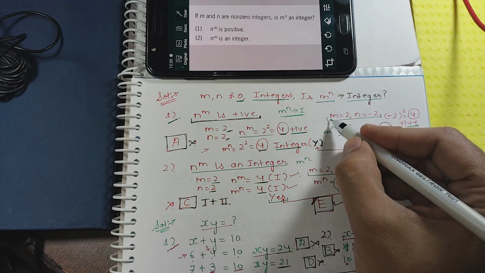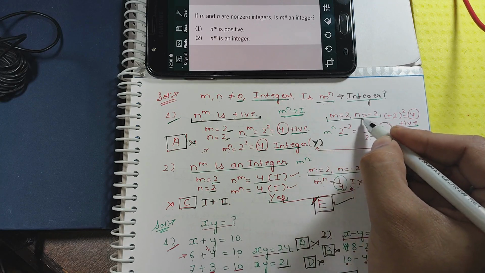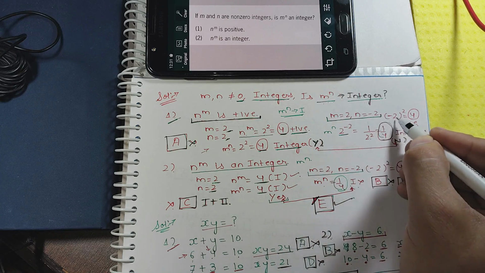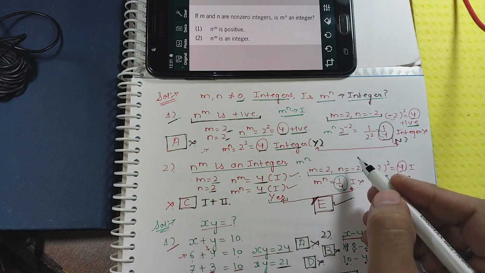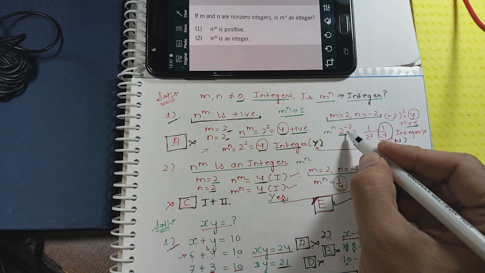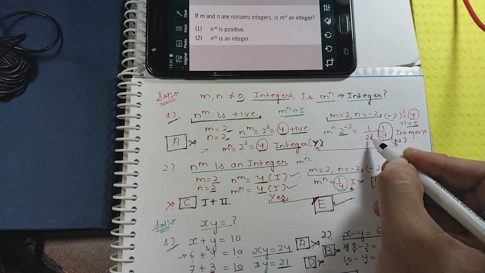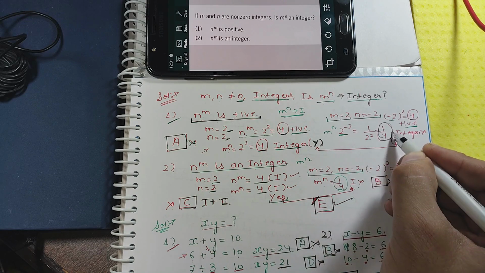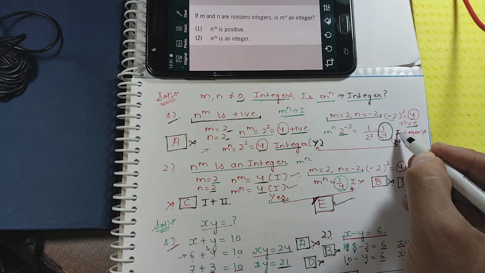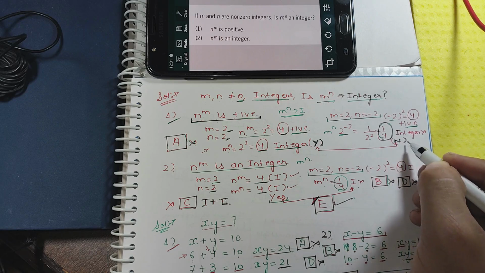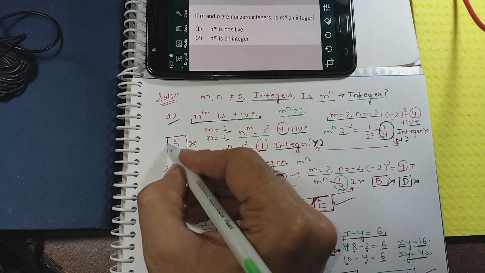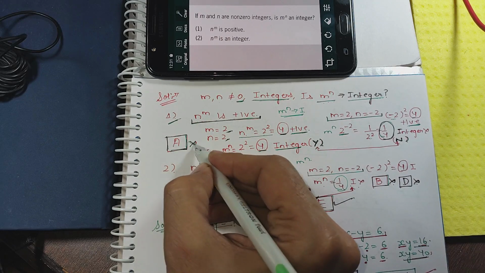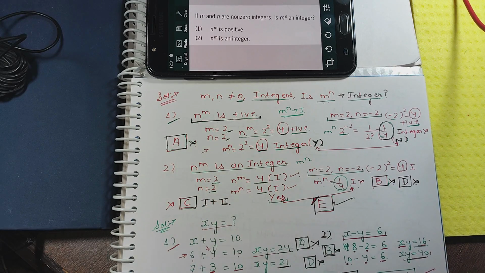But if I assume m to be 2 and n equal to minus 2, so minus 2 raised to power 2 is equal to 4, which is positive. So again n raised to power m is positive. But if I calculate m raised to power n, that is 2 raised to power minus 2, which is 1 by 2 raised to power 2, which is 1 by 4. And this is not an integer. So I am getting may or may not be condition. So I will say that statement A is not sufficient to answer my question.